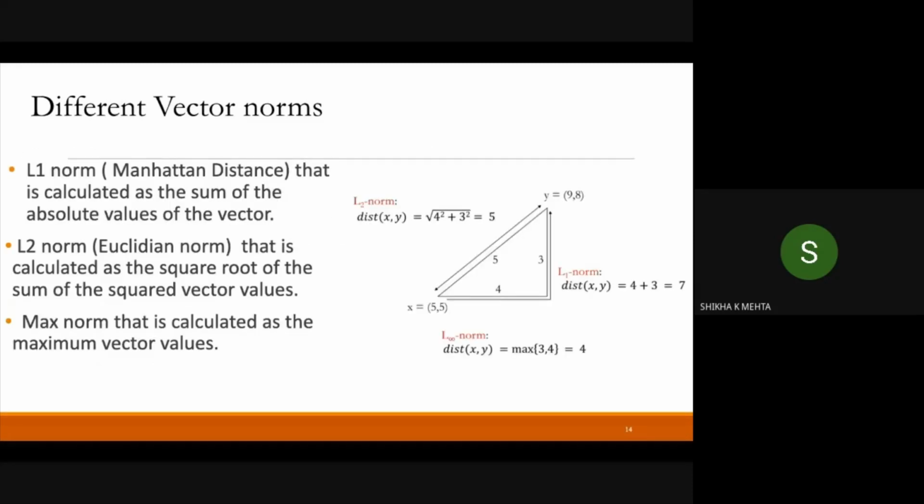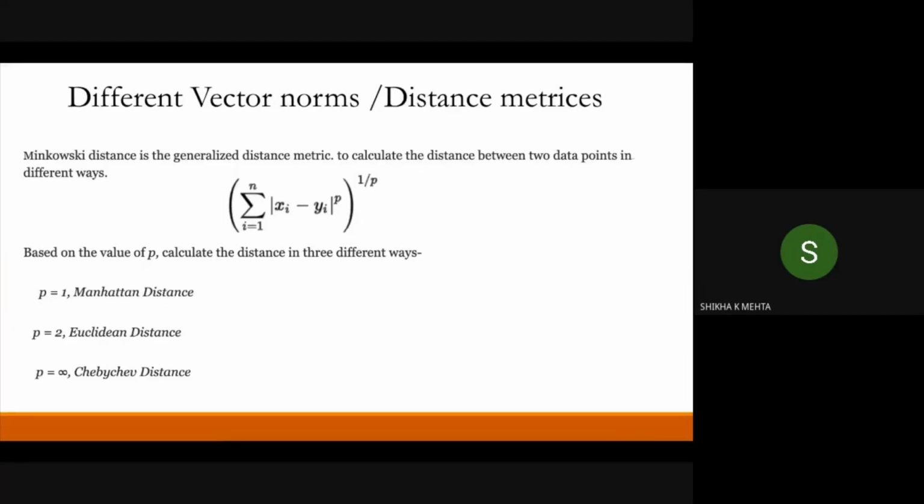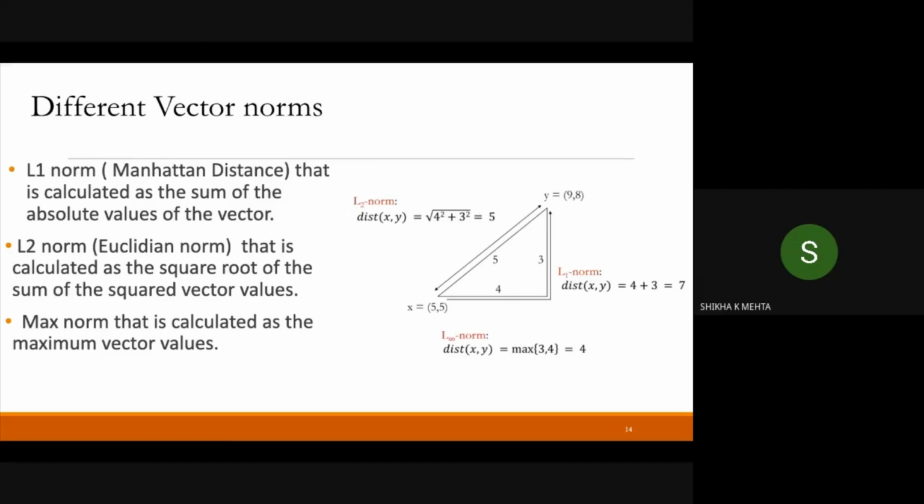The same thing is represented here when we talk about vector norms. The L1 norm, we call it the Manhattan distance, and it is calculated as the sum of the absolute values of the vector. Here you see, if we take p equal to 1, it simply gives you the formula summation i equal to 1 to n of |xi minus yi|. If we take p equal to 2, it becomes the L2 norm or the Euclidean distance.